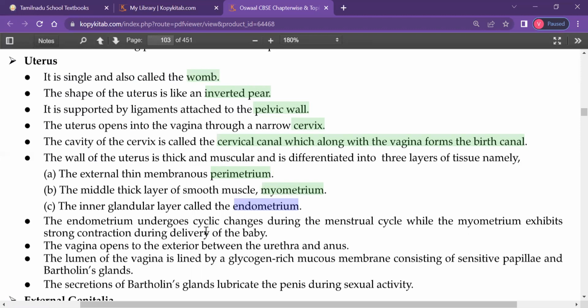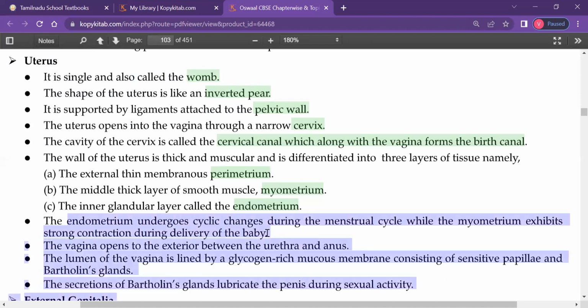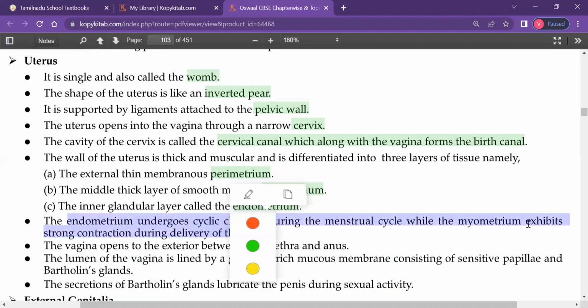The endometrium undergoes cyclic changes during the menstrual cycle, while the myometrium exhibits strong contraction during delivery of the baby. Very, very important. The vagina opens into the exterior between the urethra and anus.